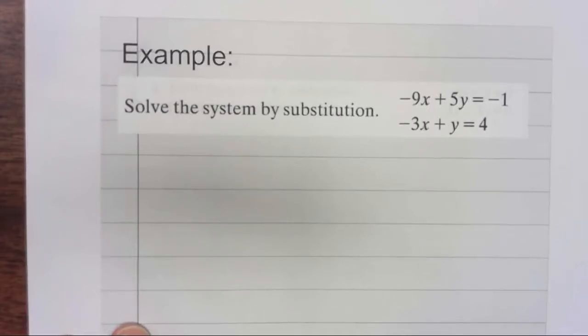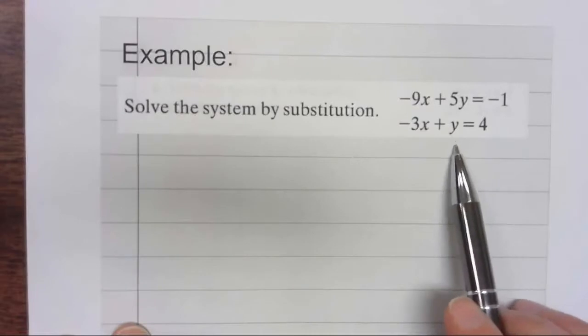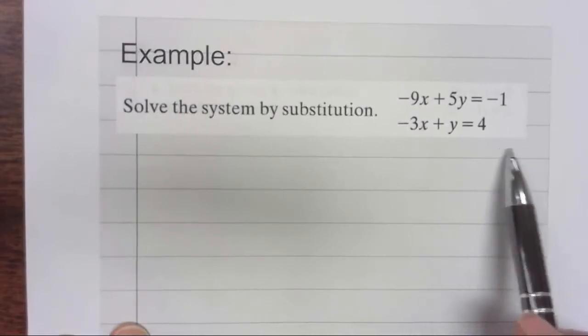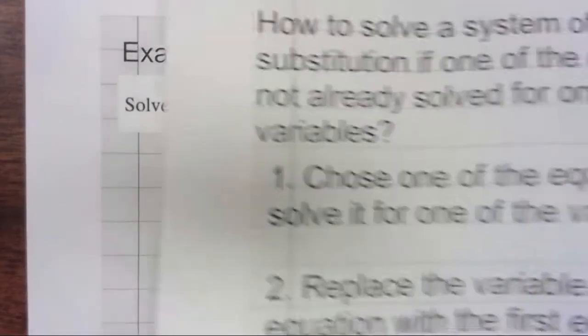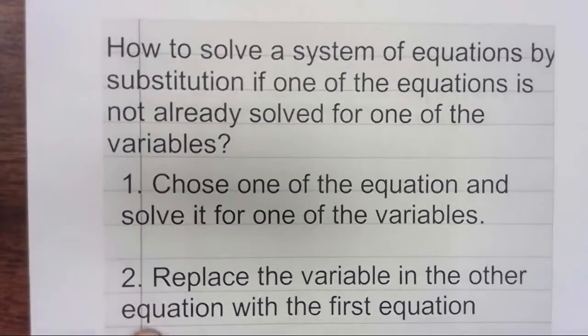From yesterday, one of our equations always had y equals or x equals, right? Well, this one doesn't. So what do I need to do? Guess what? I have to pick one of those equations and solve for a variable first, of my choice. So here are the notes on how to do it.